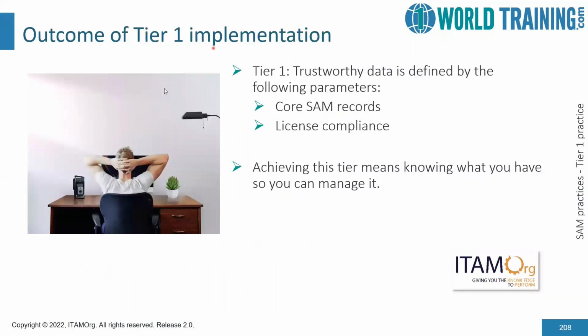What is Tier 1? What is the outcome expected from Tier 1? It is about establishing trustworthy data, meaning establishing core SAM records and license compliance. Once this tier is achieved, it means we know what we have so that we can manage it even better.